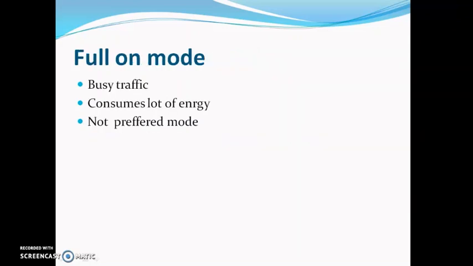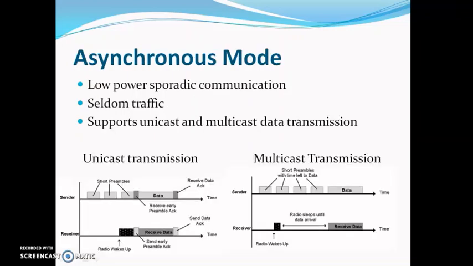So the first mode we are going to see is full-on mode. It is applicable for very low delay requirements and busy traffic. In full-on mode, nodes will always be in the awake state. Hence, this mode consumes a lot of energy and is not usually preferred. In this, data packets are preceded by RTS and CTS and are acknowledged. Asynchronous mode is selected in case of low-power sporadic communication with seldom traffic.